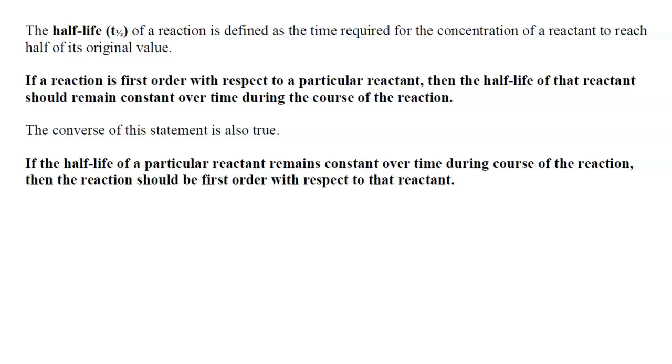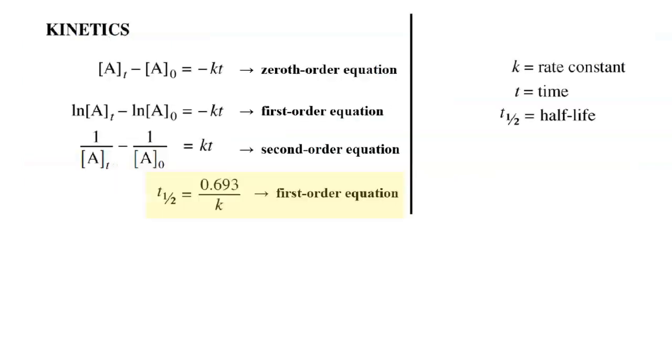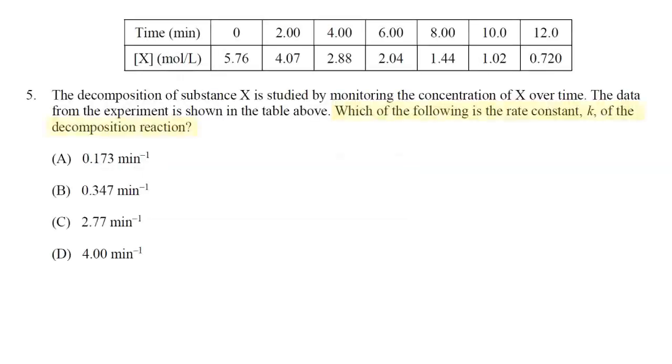So your equation sheet does not have the following labels that you can see on the slide: zeroth order, first order, second order. But on the equation sheet, the half-life equation, half-life equals 0.693 divided by k, is featured and can only be used when you know it's a first order reaction. So now back to the data table.